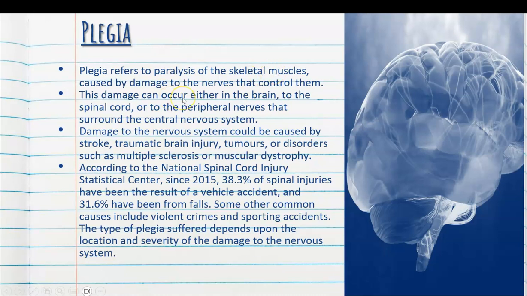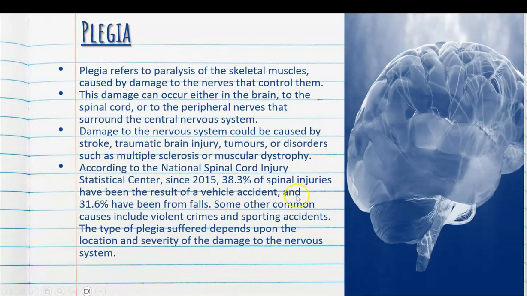So this damage can occur either in the brain, the spinal cord, the peripheral nerves, as I've said before, that surround the central nervous system. So the damage to the nervous system could be caused by lots of things. So it could be a stroke, a traumatic brain injury, tumours, disorders such as multiple sclerosis or muscular dystrophy. And according to the National Spinal Cord Injury Statistical Centre, since 2015, 38.3% of spinal injuries have been the result of a vehicle accident, and 31.6% have been from falls or falling from a height. So some other common causes include violent crimes, sporting accidents, etc.